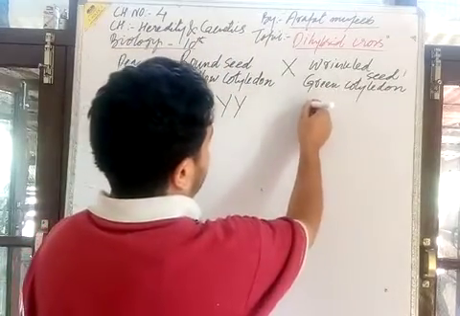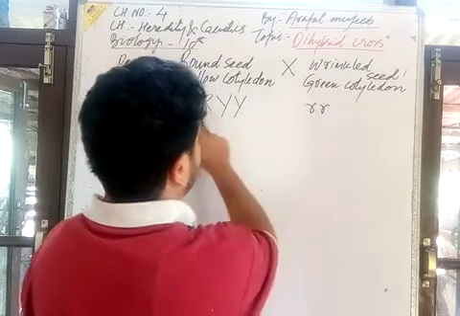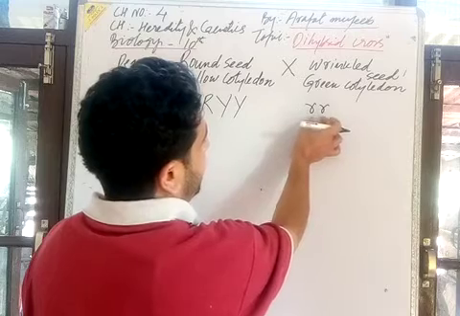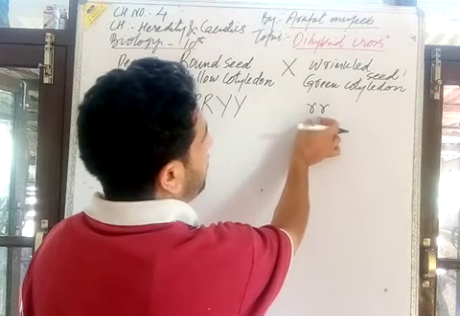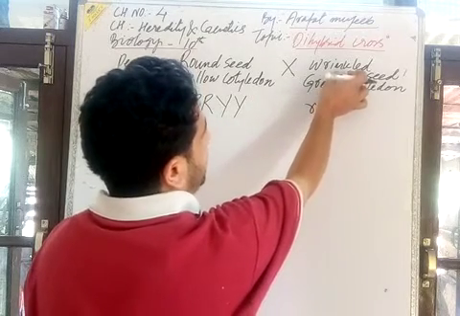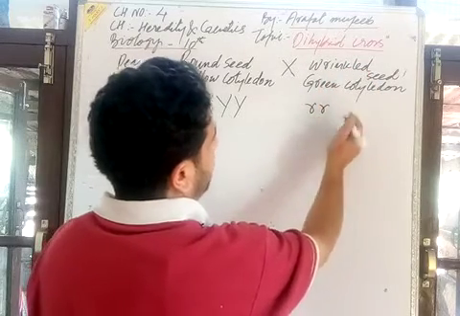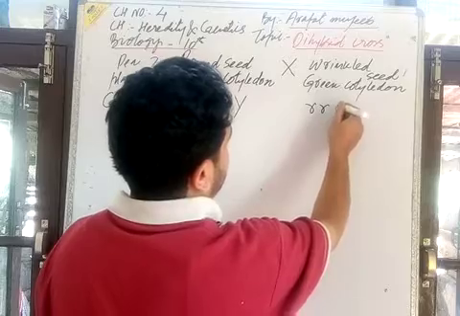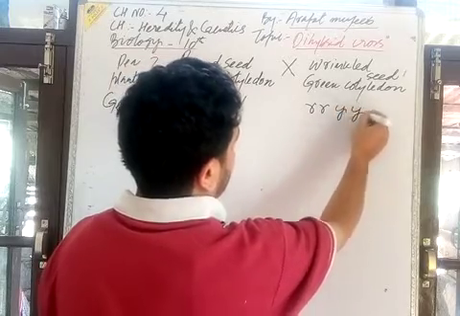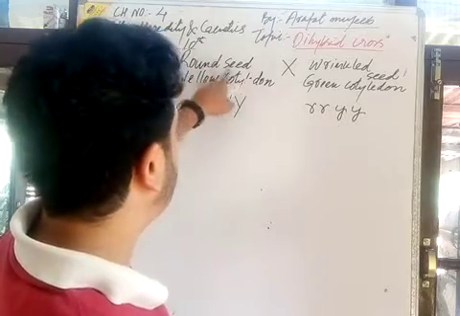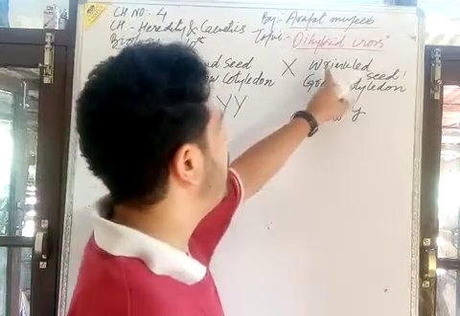Wrinkled seeds are represented by small r. Here it is capital R, here it is wrinkled seed, small r, a pair of factors. Two factors, a pair of factors, for the recessive trait, that is wrinkled seeds, controlled by small r. And green cotyledon, that is small y. Understood? So this is the genotype of round seed yellow cotyledon and the genotype of wrinkled seed.